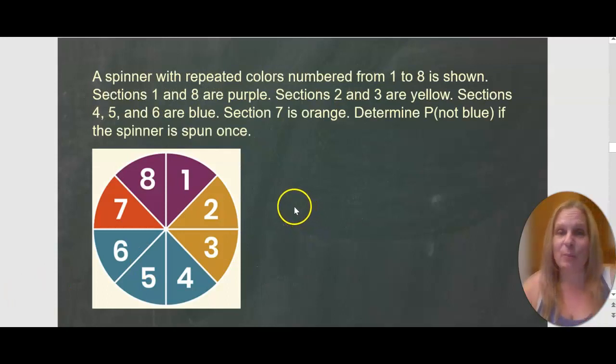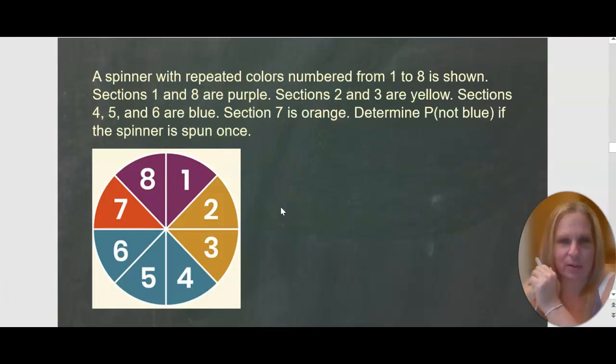A spinner with repeated colors numbered from 1 to 8 is shown. Some of the colors are repeated. Sections 1 and 8 are purple. Sections 2 and 3 are yellow. Sections 4, 5, and 6 are blue. And section 7 is orange. Determine the probability of not blue if the spinner is spun once.